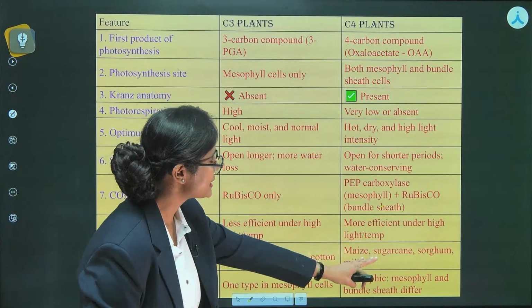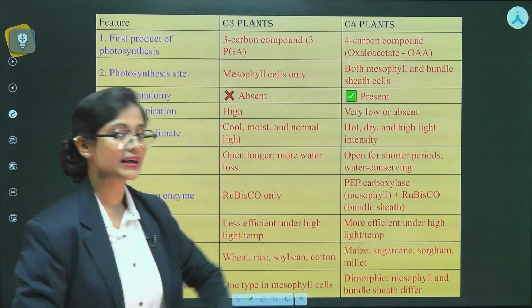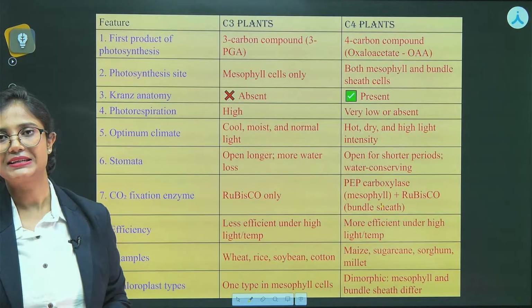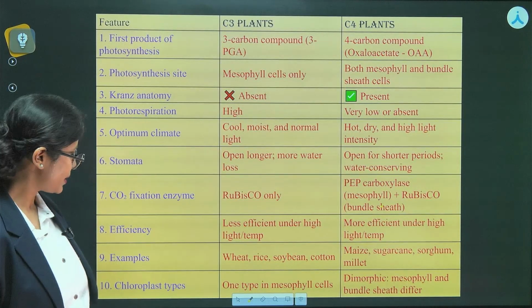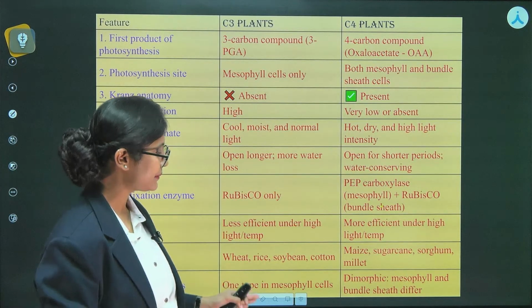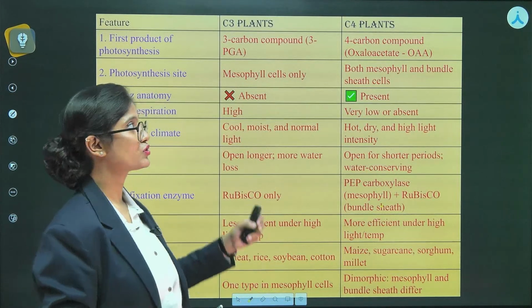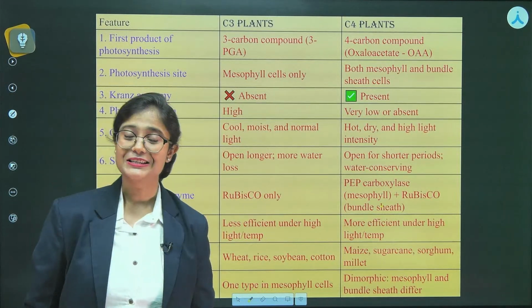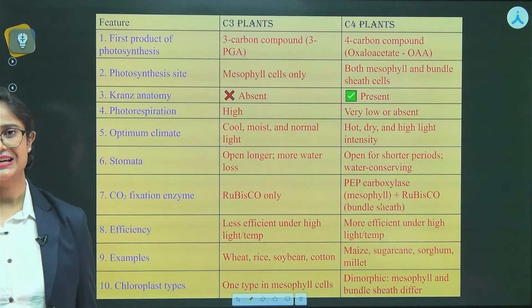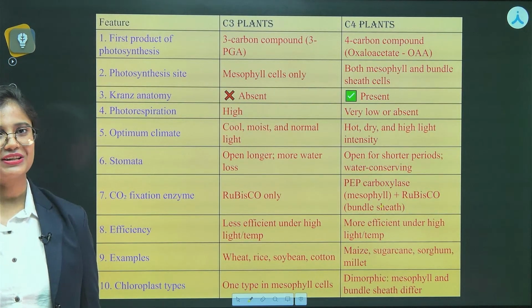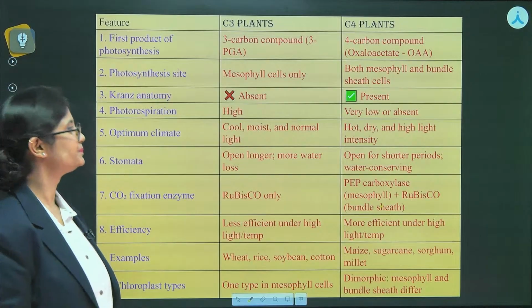Next, C4 plants की अगर हम बात करें तो maize and sugarcane, sorghum, millets, these are the examples of C4 plants. And if we talk about the chloroplast type, only one type, that is mesophyll cell, is involved. And if we talk about the C4 plants, here 2 cells are involved. Those are mesophyll cell and bundle sheath cell.